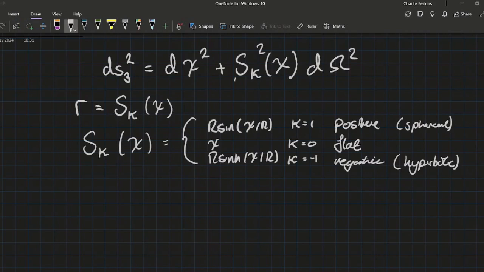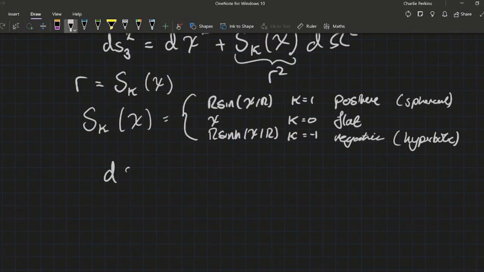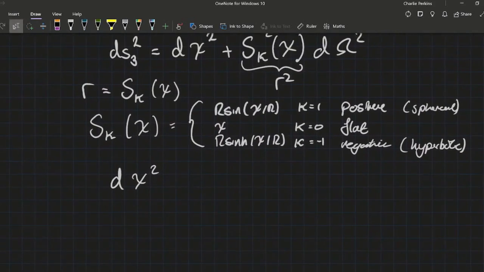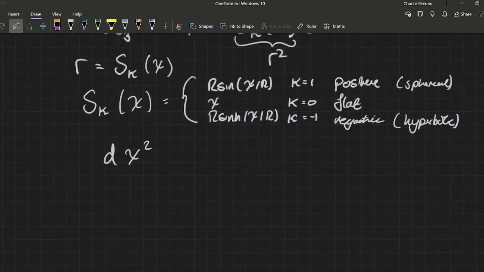Pretty clearly, we can see that we can swap this s_kappa squared term here for r squared, which will be the easy part. Next, we need to determine what d chi squared is going to become. To do that, we will take the derivative of the functions s_kappa. I like to think of the functions s_kappa as representing the changes that we have to make to flat space to account for curved space.